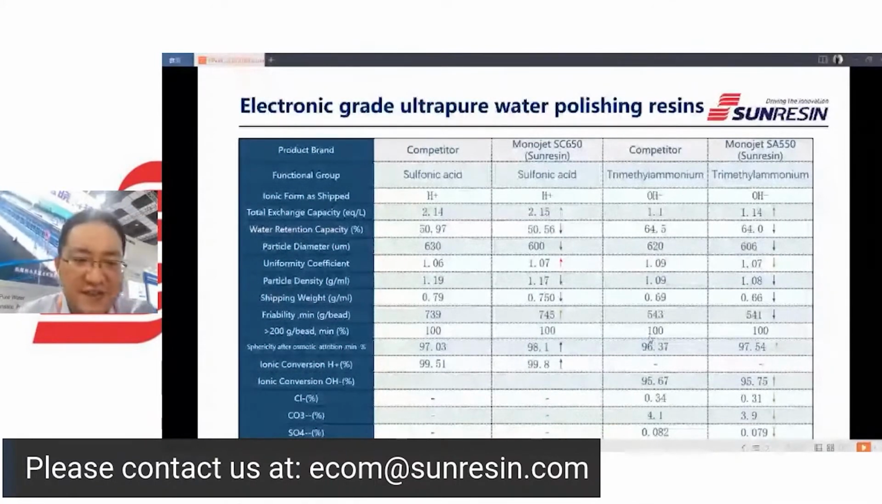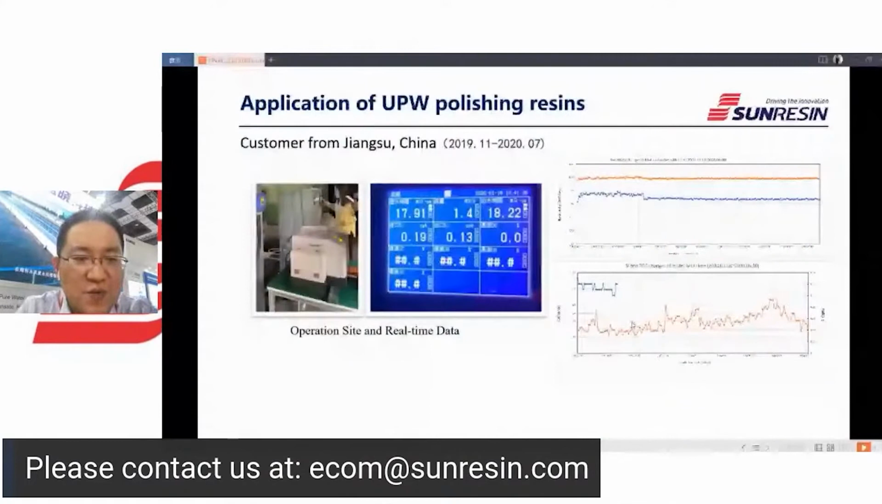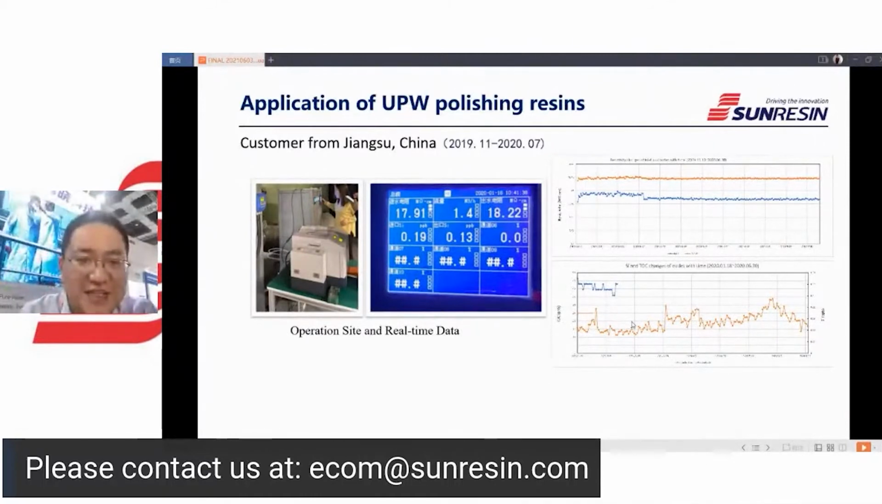As early as 2019, we started our pilot test in Jiangsu. From the figure, you can see that the inlet water resistivity is 17.91 and the outlet resistivity can reach 18.22, and the dissolved silica is 0.13. The right picture shows the long-term data.